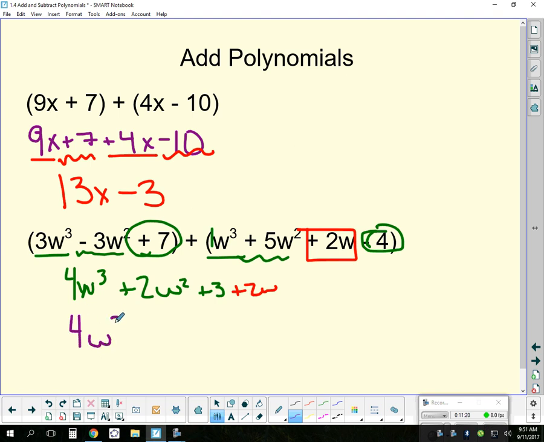Standard form wants your highest exponent first, your 3, and then keep decreasing. There's your 2. So the 2w to the first power should come before the 3. So make sure your answers, you want to put those in standard form. Okay.